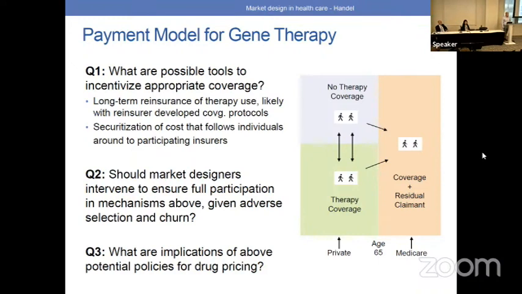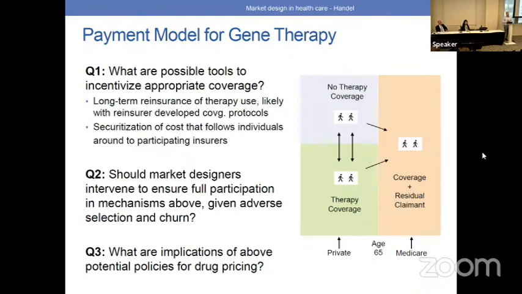What are possible regulator tools or market designer tools to incentivize appropriate coverage? There's been some discussion of things like long-term reinsurance of therapy use. There's been some discussion of securitization, where basically someone buys the expensive treatment and then, on either the insurer side or the consumer side, this is securitized and paid back over time. These are possible solutions, with the reinsurance one being potentially a little more successful.